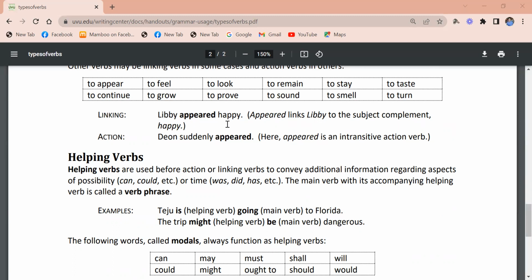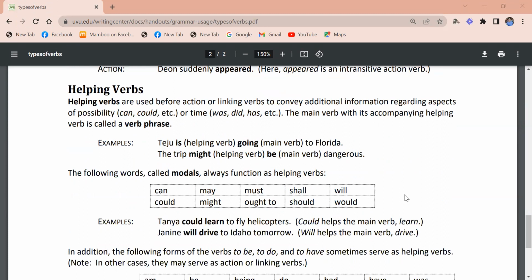Libby appeared happy kasi may complement na adjective. Since ito ay wala, intransitive verb siya, wala rin siyang direct object at saka indirect object. Though, sino bang gumawa ng action? Si Dion, siya ang lumitaw, appeared. Ang kay Libby dito, yung dinidescribe na nag-appear dito is yung happiness sa kanya.